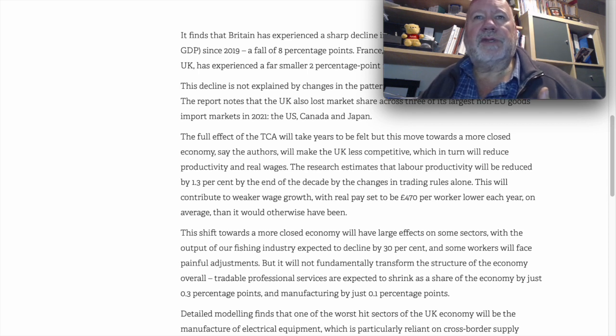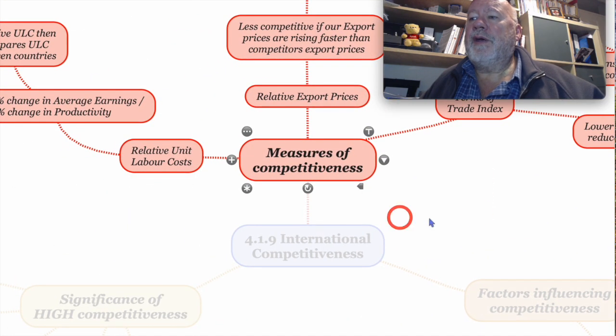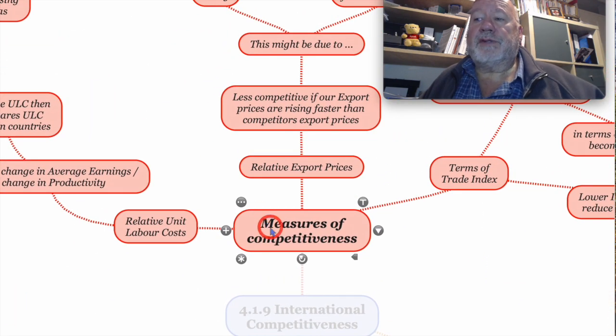You need to look up some of these things. This is the Resolution Foundation, as I say. But the measures of competitiveness that you do need to know are relative unit labour costs, relative export prices, and the terms of trade index.